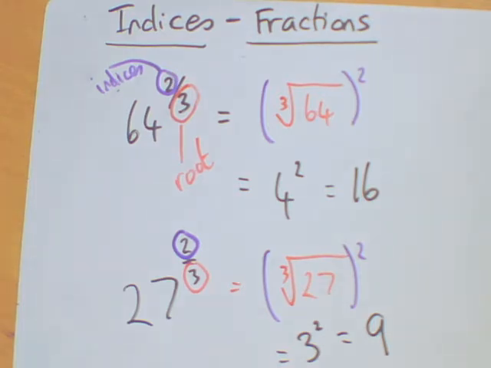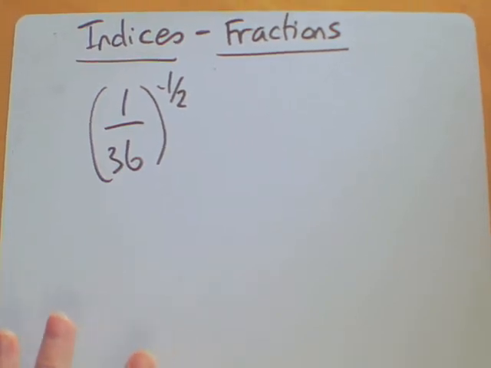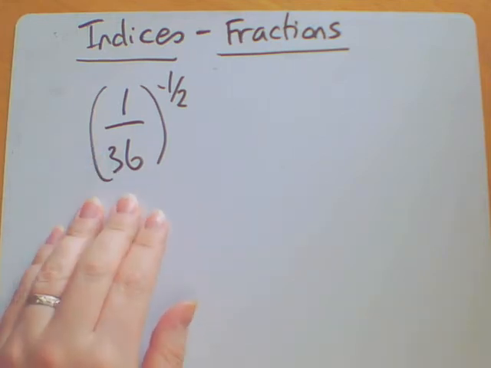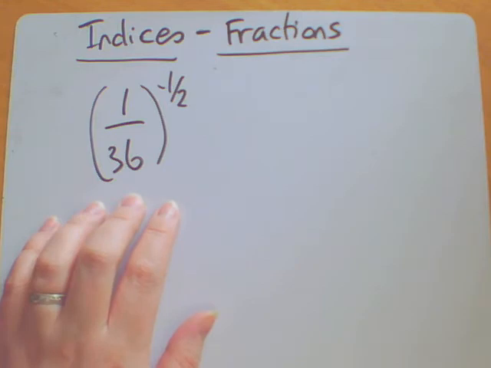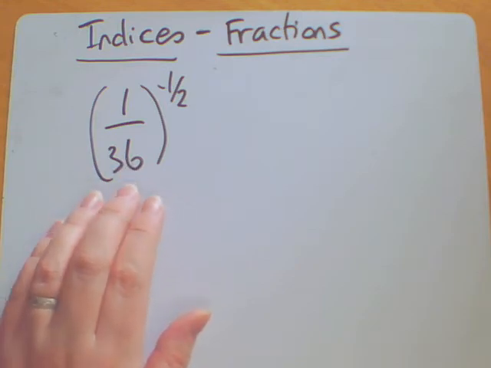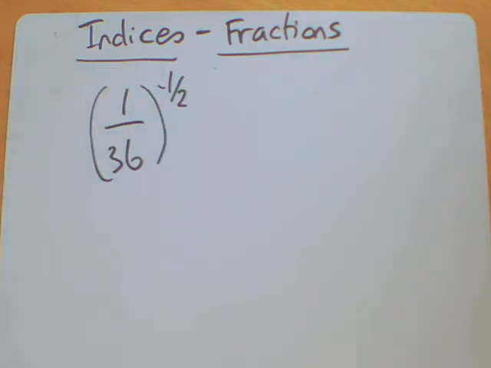Right, now they do get even more complicated. This is the top level of fractions now. Okay, so now we're heading into the top flight of indices with fractions. So this is the question I'm showing you. 1 over 36 to the power of negative a half. Now we're going to take this in 2 steps. We're going to do 1 over 36 to the power of a half, and then we're going to focus on the negative. So when we just did fractions, we said the power of a half was to square root.